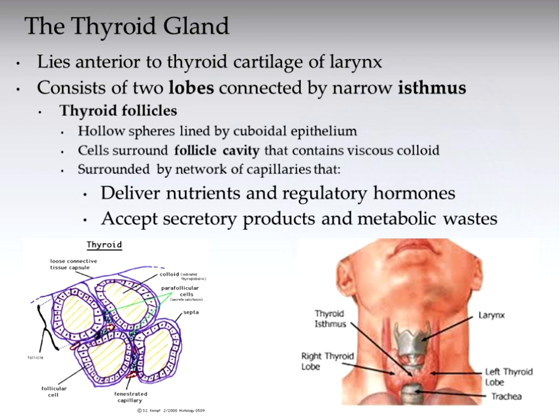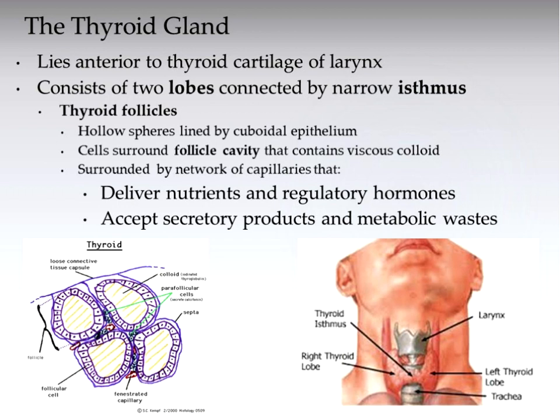All right, so let's go into the thyroid gland. So the hypothalamus makes TRH. TRH travels to the anterior pituitary. The anterior pituitary makes TSH. TSH is known as a tropic hormone. It stimulates the thyroid gland to grow as well as produce thyroid hormones.